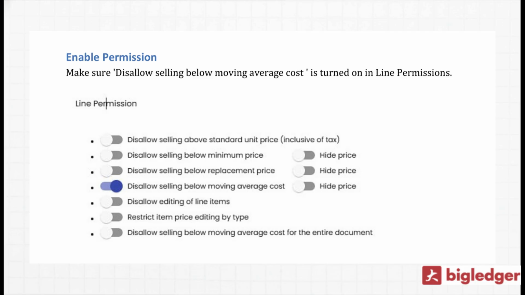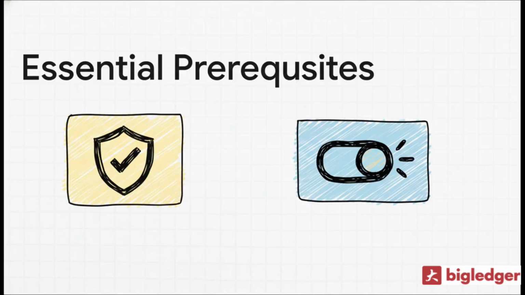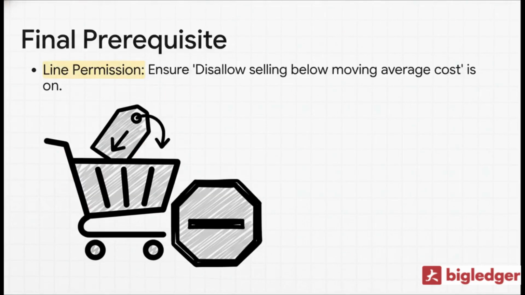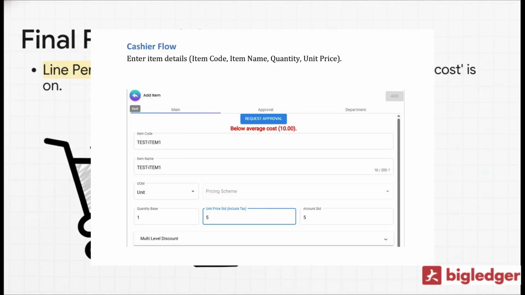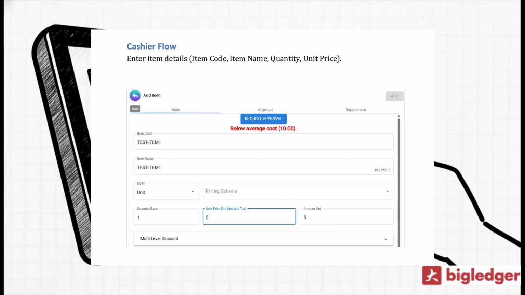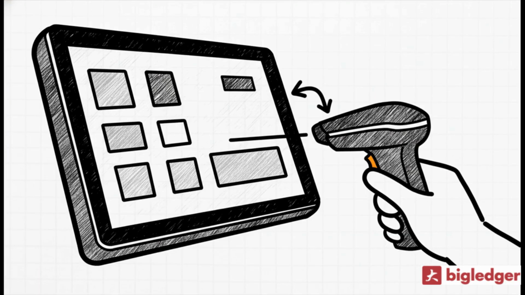First things first, we gotta make sure your system is actually set up for these approvals. Your approver needs the right permission, and a key POS setting has to be turned on. And one last thing, the system has to be set to block these sales in the first place. All right, setup's handled. Now let's see what the cashier actually does at the terminal.